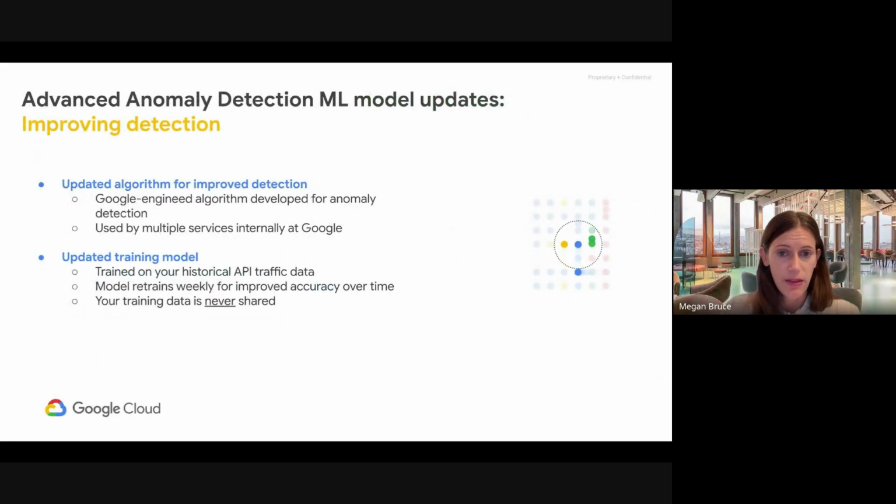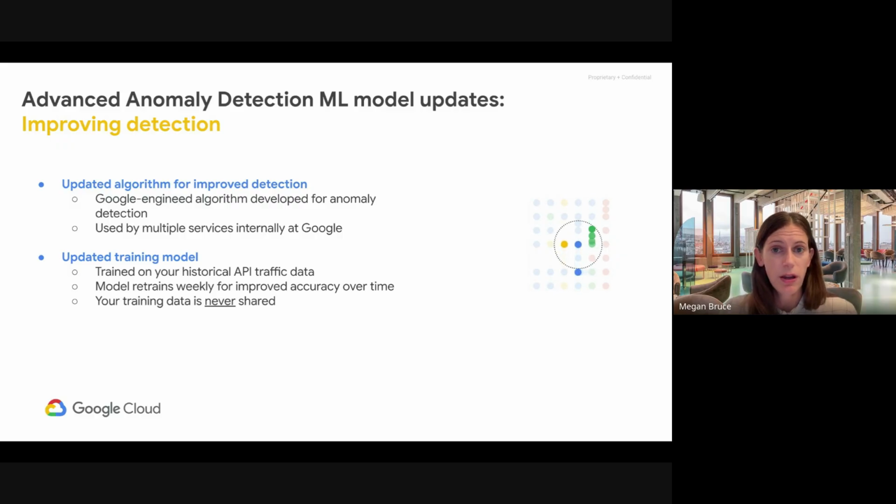The next thing that I want to talk about is the improvements that we've made to the advanced anomaly detection machine learning model. So we've updated the underlying algorithm. So if you're an existing advanced API security customer, there's no change for you. There's no UI change or anything like that. But what we've done is actually made the underlying algorithm better, even better than it was before.